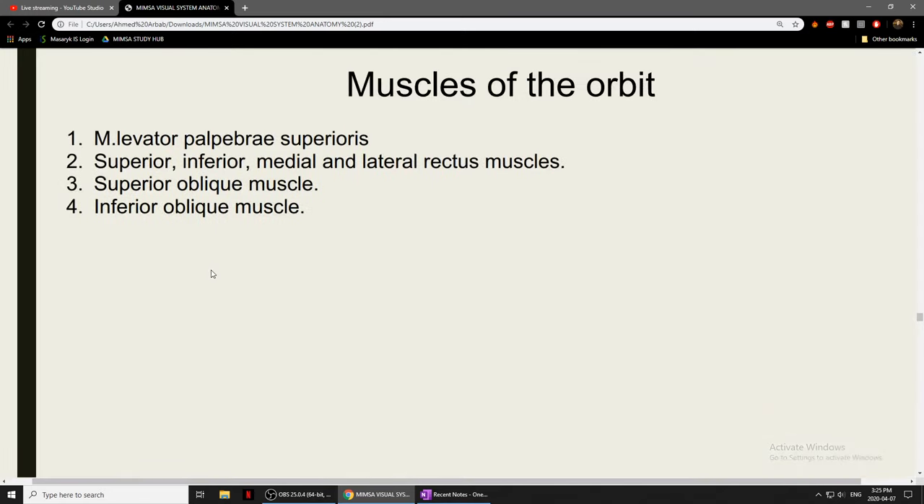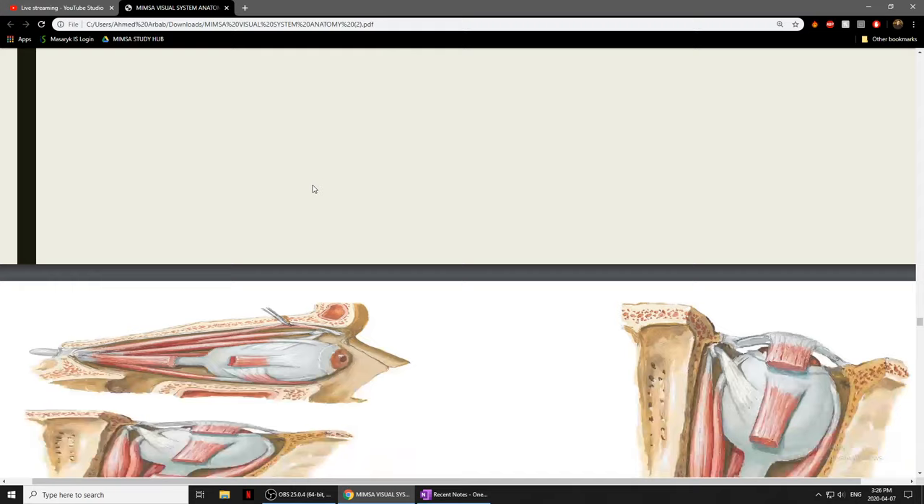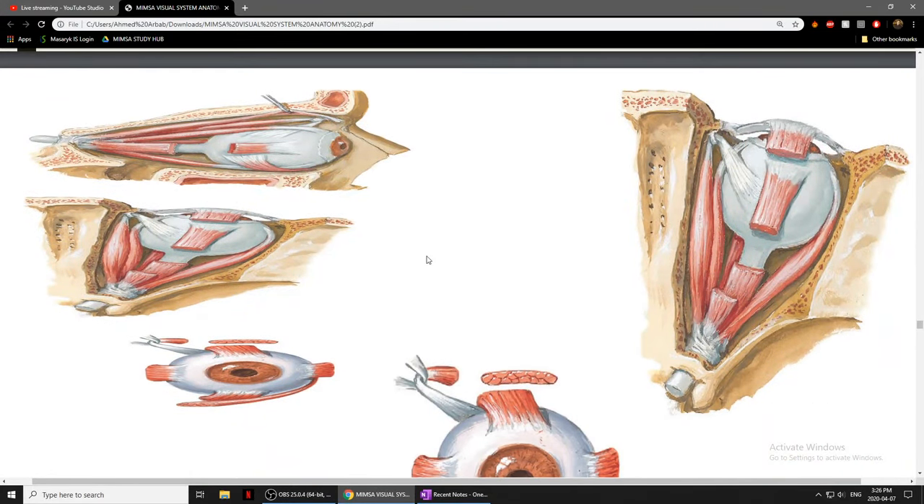We said that all these muscles originate, the levator, the superior, inferior, medial, and lateral recti, and the superior oblique, from the so-called common tendinous ring. This ring is a thickening of the dura mater in this region. The dura mater that overlies the optic nerve thickens in this region to form the common tendinous ring, and that is the origination point of all these muscles.